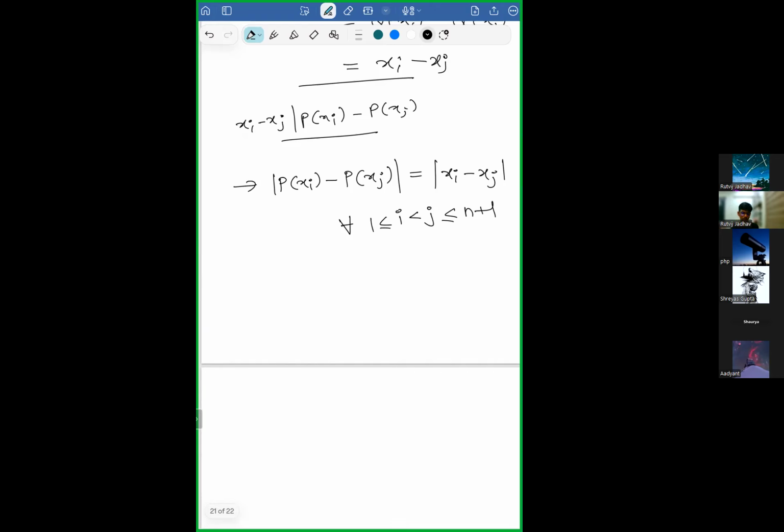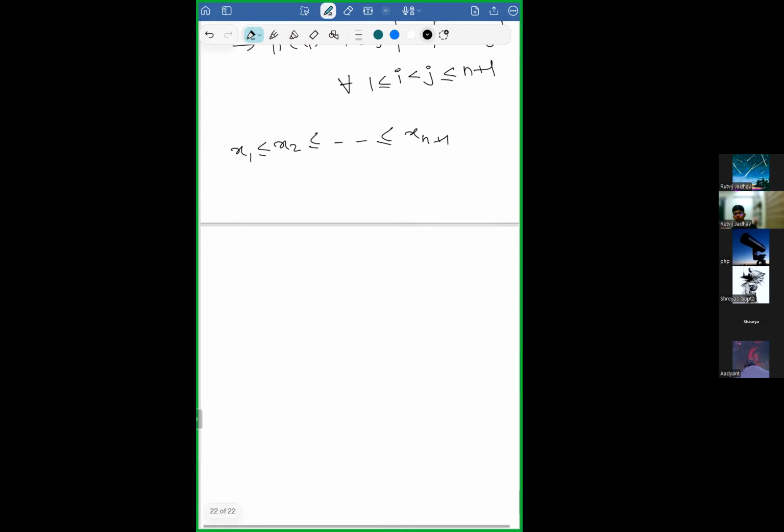Sure, you can do that. You can just say x1 less than or equal to x2 less than or equal to and so on, up to xn plus 1. But that wouldn't remove the mod, right? You would just get mod p of xi minus p of xj equals xj minus xi. That wouldn't remove the mod of the LHS, because you can't compare p of xi and p of xj directly. You would have to sum something or something like that for that. Try basically summing stuff.